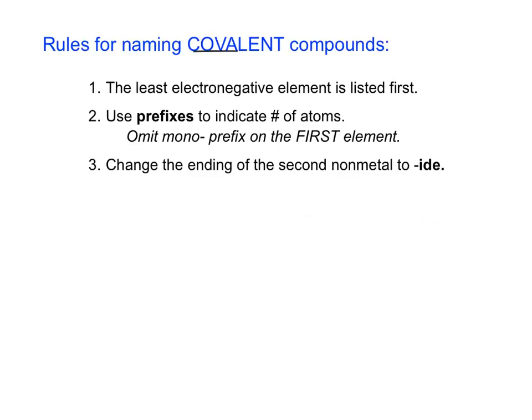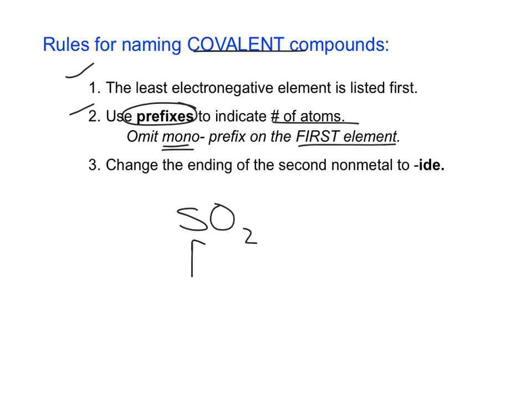So, rules for naming covalent compounds. Number 1, name the least electronegative element, which is listed first. So what we just saw, sulfur is less electronegative than oxygen, so you would just name it sulfur. Step 2, use the prefixes to indicate the number of atoms. Omit mono for the first element. This is typically where we're going to see a struggle.